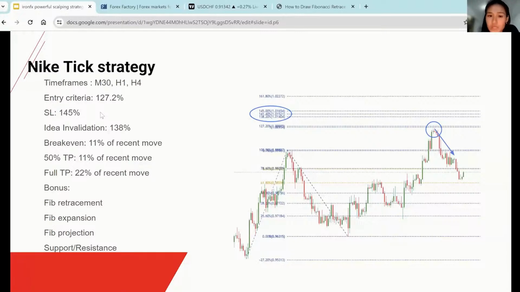The 50% take profit or partial take profit will be 11%. Full TP or full take profit is 22%. And your bonus would be to support these levels with your Fibonacci retracement, expansions, projections. If you're unfamiliar with those, you can check out the website I showed earlier, or stay tuned for our Fibonacci webinar series. And of course, to line it up with your support and resistance. So it can be the levels that we went through earlier, the horizontal pullback, as well as any overlap levels.